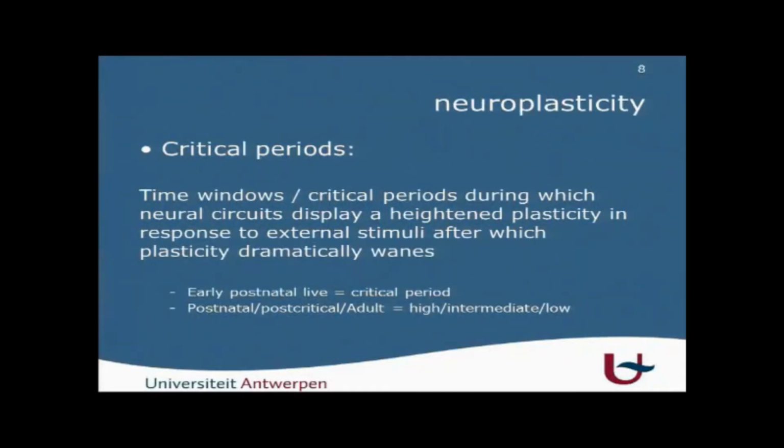Postnatal life is associated with high plasticity. After that post-critical period, there is still plasticity, and in adult stage, the plasticity has dramatically decreased and can be considered low.